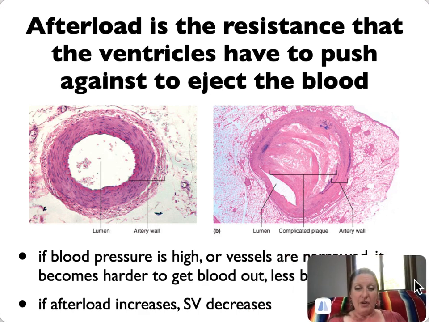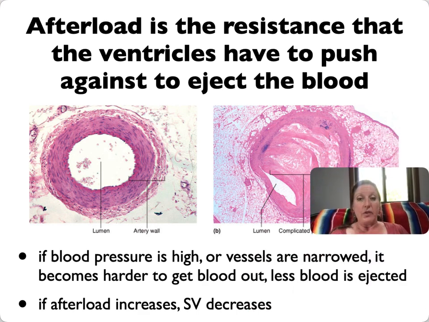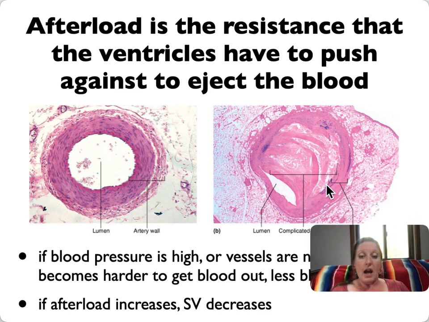All right, afterload is the one we don't want. Afterload is defined as the resistance that the ventricles have to push against in order to eject the blood. Here's a micrograph of a healthy artery, so we've got all this space for blood to go through. But sometimes our arteries get clogged, with a buildup of cholesterol and other things in the artery wall, and therefore the space for blood to go through is smaller.